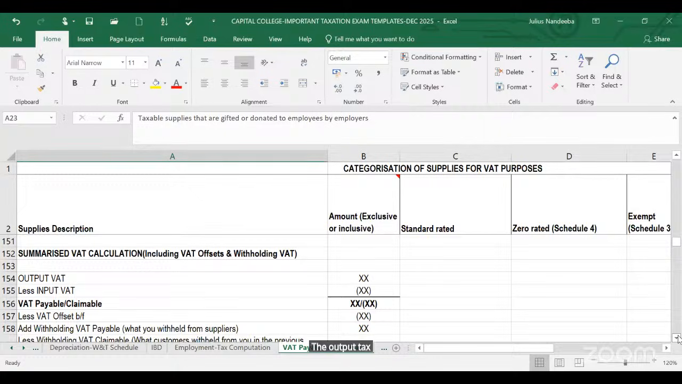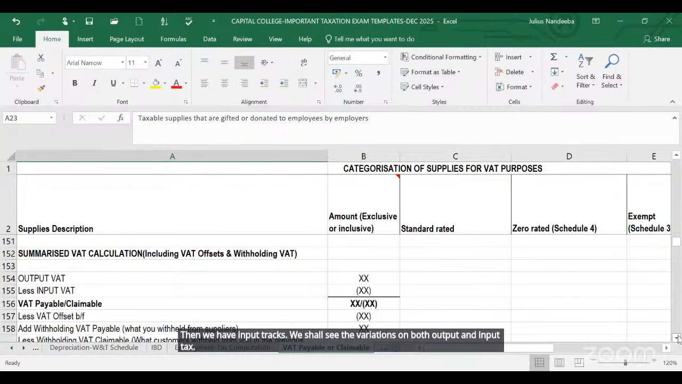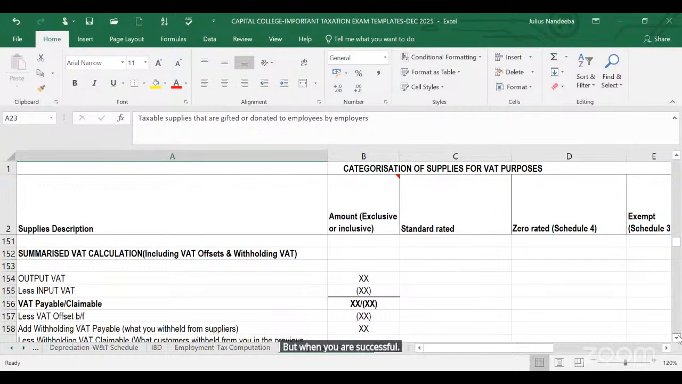So as you're doing your VAT, you must be able to calculate output tax. Where do we get output tax? On all sales that are standard rated. All sales that are standard rated will generate for you output tax. Then we have input tax. We shall see the variations on both output and input tax. But when you are successful at getting your output tax, you subtract your input tax, you'll be getting your VAT payable or claimable, and then you can see the different adjustments.